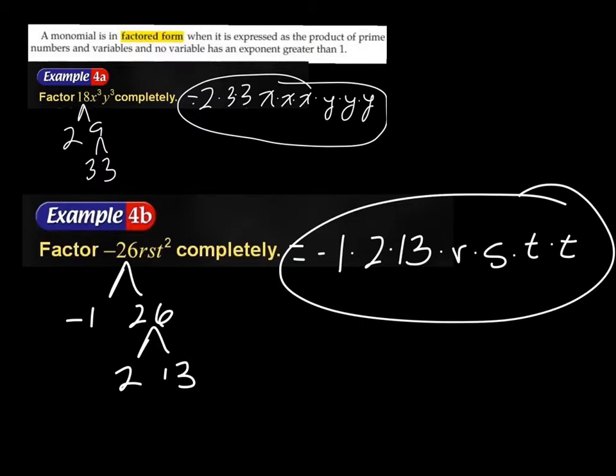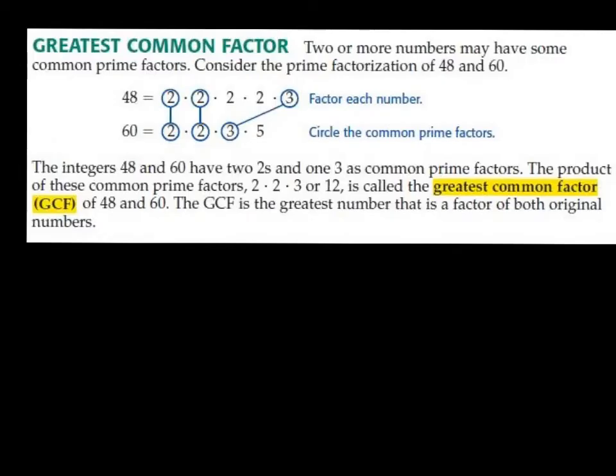Okay, next we're going to look at the greatest common factor, which you have also done in previous courses with numbers, and that is the hard part. The greatest common factor, the words kind of define it. 2 or more numbers may have some common prime factors. Consider the prime factorization for 48 and 60. You can see they've got 2 2's in common, and they each have a 3 in common. So they circle the common prime factors, and then the product of these prime factors, 2 times 2 times 3 is 12. That's called the greatest common factor of 48 and 60.